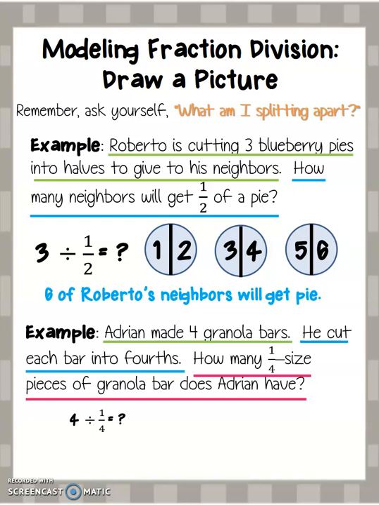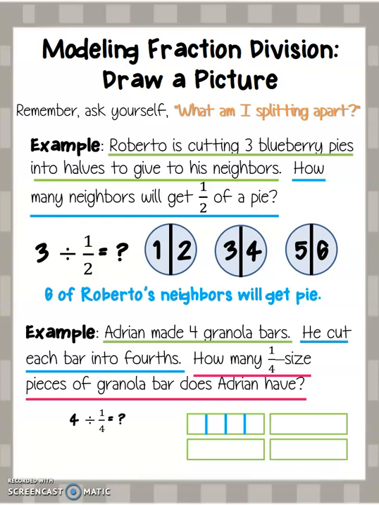So I can start by drawing a picture of my 4 granola bars. And I know that since he cut each bar into fourths, I'll have to slice each of those rectangles into 4 sections. So that means the first rectangle has 4 sections, the second rectangle has 4 sections, the third rectangle has 4 sections, and the fourth rectangle has 4 sections. That means if I count up all of those pieces, 4 divided by 1/4 is 16, which means Adrian has 16 1/4 sized pieces of granola bars.